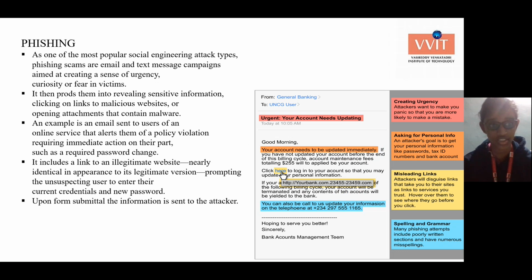Next form of social engineering attack is phishing. Phishing is the most popular social engineering attack type, and it can be in different forms via email and text messages. Phishing campaigns aim at creating a sense of urgency, curiosity, or fear in victims. Once the victim falls for the phishing scam and clicks on the malicious link, the sensitive data of the victim will get exposed and it leads to a ransomware attack too.